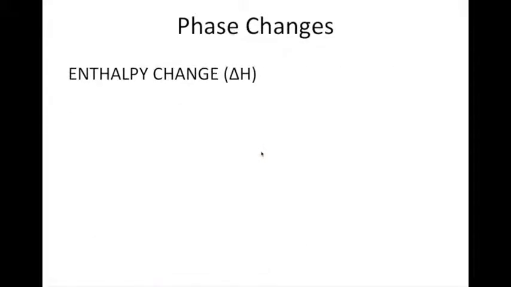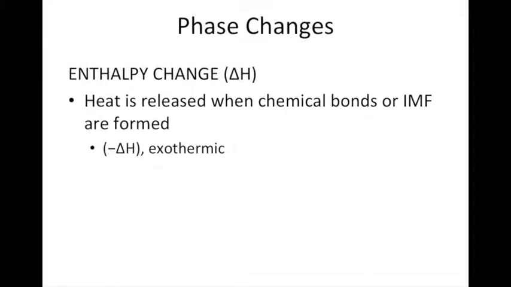Let's start with the enthalpy change, or delta H. For enthalpy in general, heat is always going to be released when chemical bonds or intermolecular forces are formed. So anytime, let's take a phase change, for example, if a substance is undergoing a phase change, when chemical bonds or intermolecular processes are forming, heat will always be released. And we say that when heat is released, the delta H value will be negative and it's exothermic.